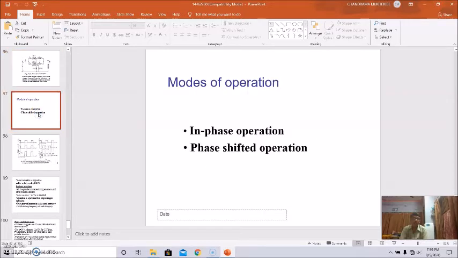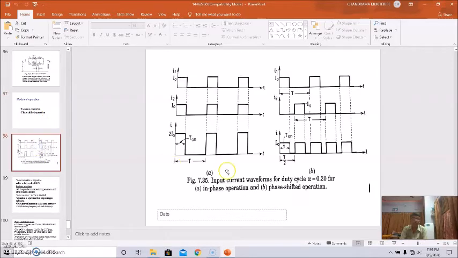Modes of operation may be in-phase operation or phase shifted operation. Here are the input current waveforms for a duty cycle of 30% for in-phase operation, and this is for phase shifted operation as shown here.